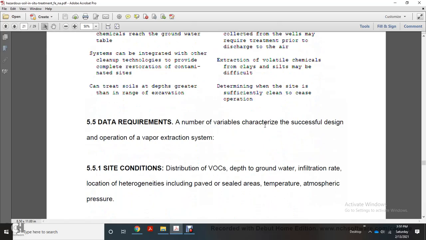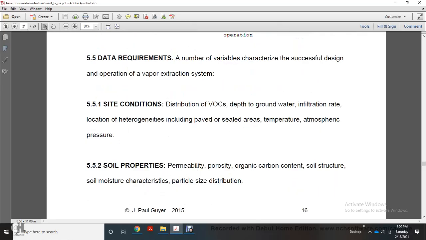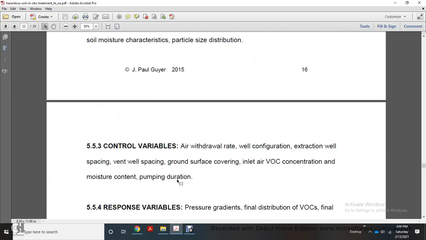Data requirements: a number of variable characteristics affect successful design and operation of vapor extraction systems. Site conditions include distribution of VOC, depth of the groundwater, infiltration rate, location of heterogeneities, including paved and sealed areas, temperature, atmospheric pressure, and soil properties: permeability, porosity, organic carbon content, soil structure, soil moisture characteristics, and particle size distribution.